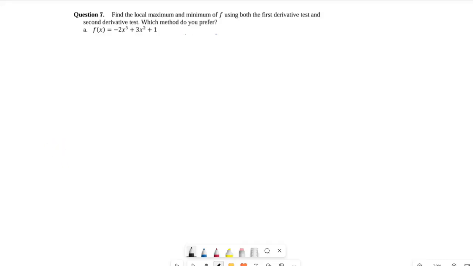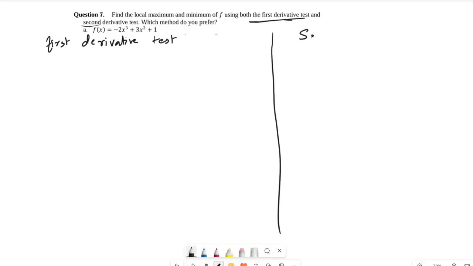Question number 7. Find the local maximum and minimum of the function using both the first derivative test and the second derivative test. So we're going to first do the first derivative test. These are two different techniques of finding them, and then we are going to do the second derivative test.